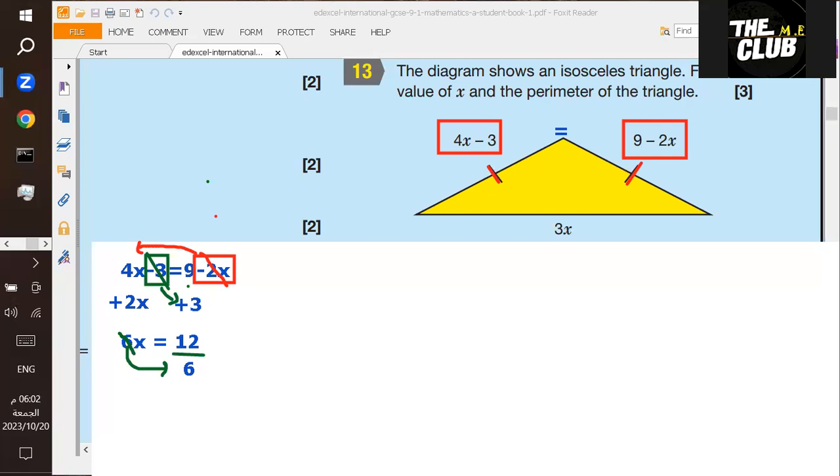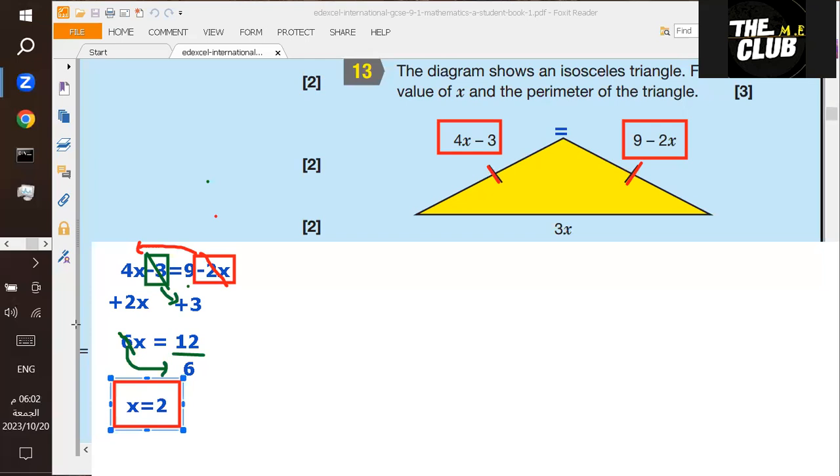Now after doing this, x equals 12 over 6. So x equals what? Very good. x equals 2. This is the first part: finding the value of x. So after finding the value of x, I'm going to make a square, because this is the first part of the question.